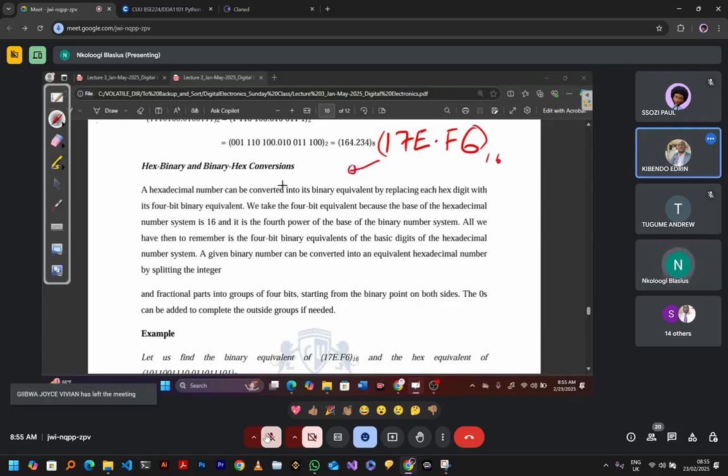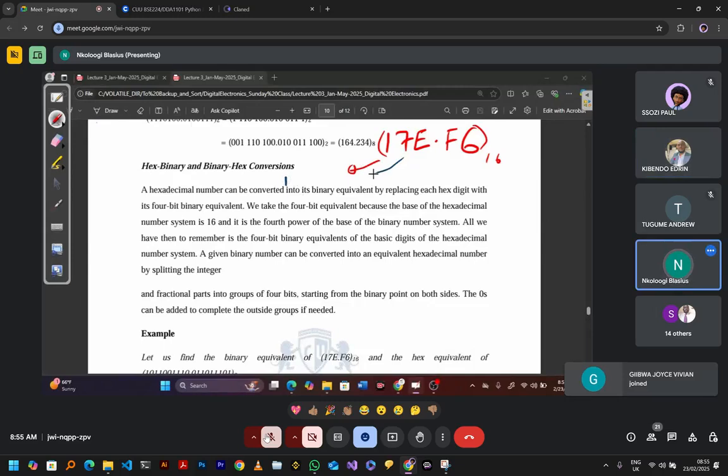Okay. What is 1? That's 1. We're saying convert the 1 to binary, right? So that's 1 divided by 2. That becomes 1. What about 7? 7 divided by 2 is 3 remainder 1. That's 1, 1, 1. Nice.